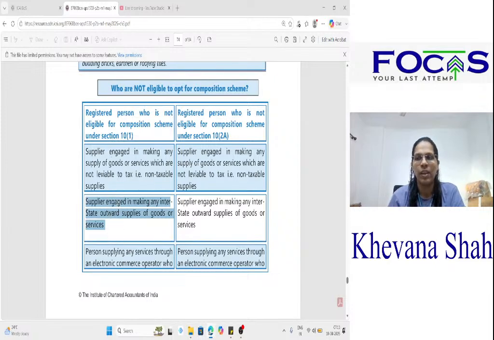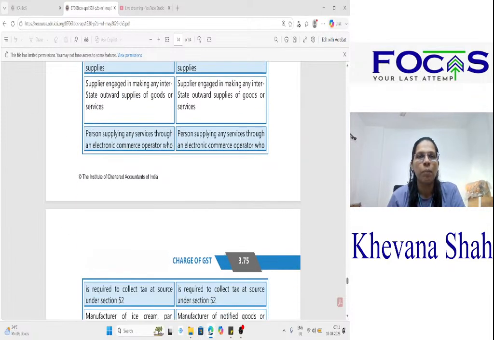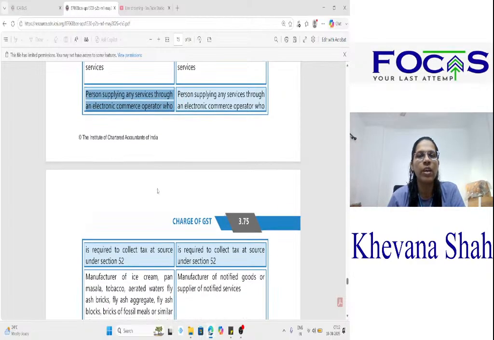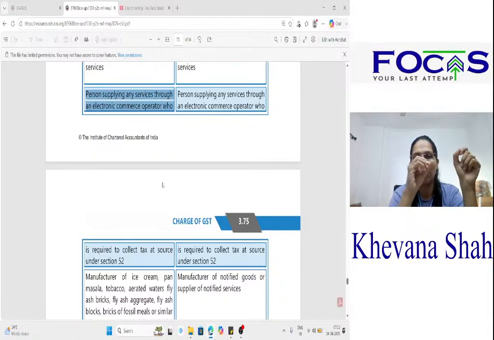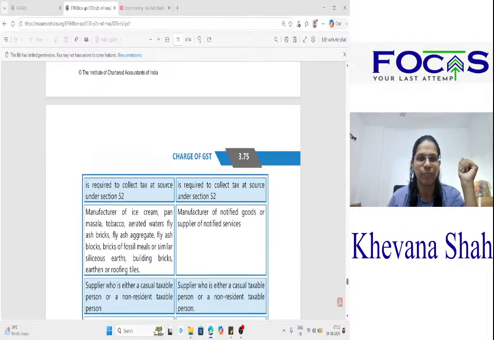composition scheme. Then next we have is a person supplying any services through an electronic commerce operator who is required to collect tax at source under section 52. So if you are an e-commerce operator and you are required to collect the tax at source under section 52, in that case also you cannot opt for composition levy.